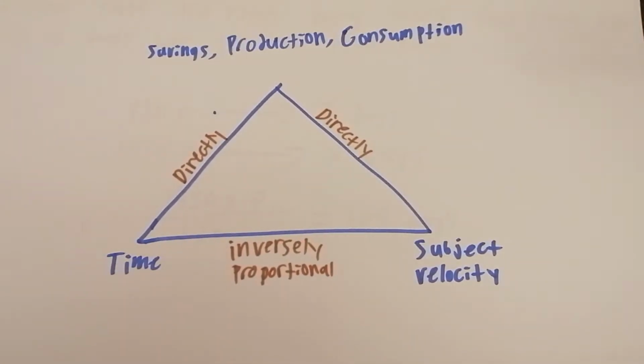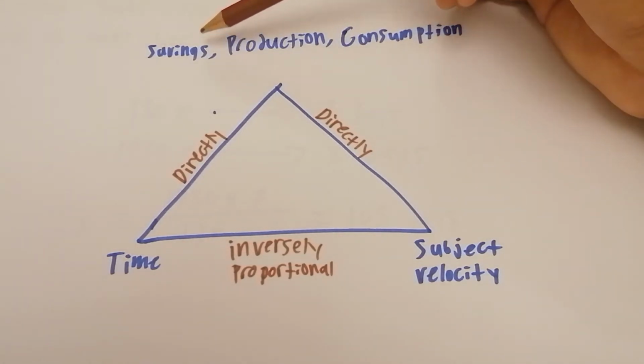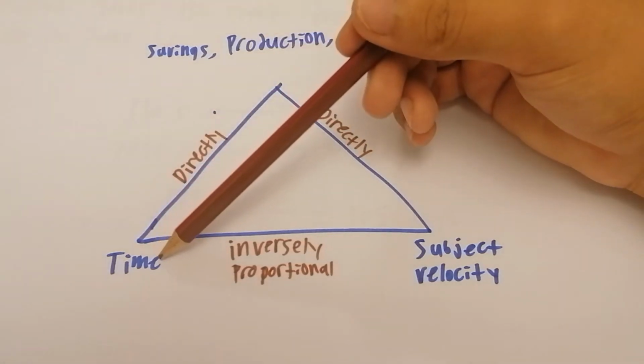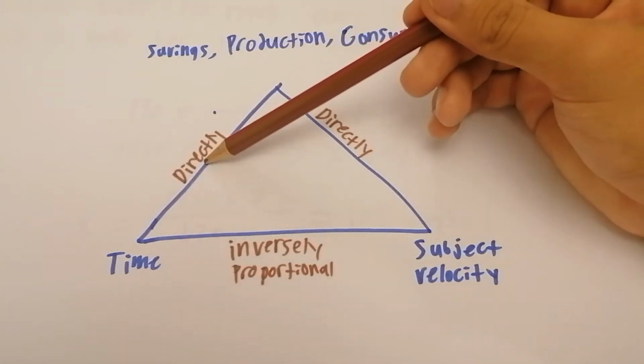Here we have a triangle that will help us solve questions quicker and with more accuracy. As you can see, if we have a relation between savings, production, and consumption with time, this indicates a direct proportion.